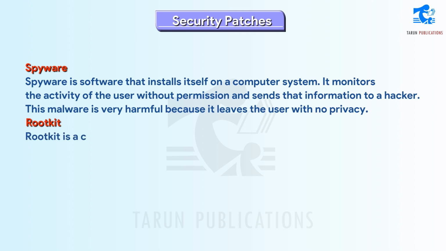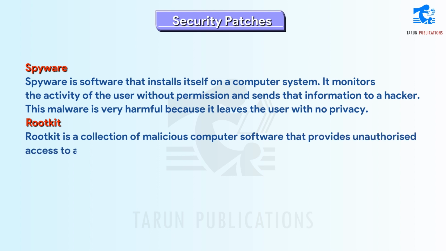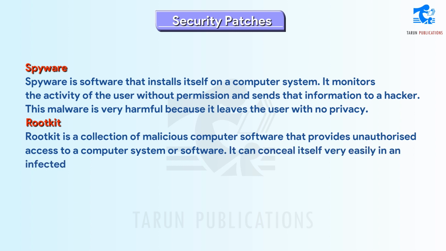Rootkit. Rootkit is a collection of malicious computer software that provides access to a computer system or software. It can conceal itself very easily in an infected system. Hackers utilize rootkit to access and steal.